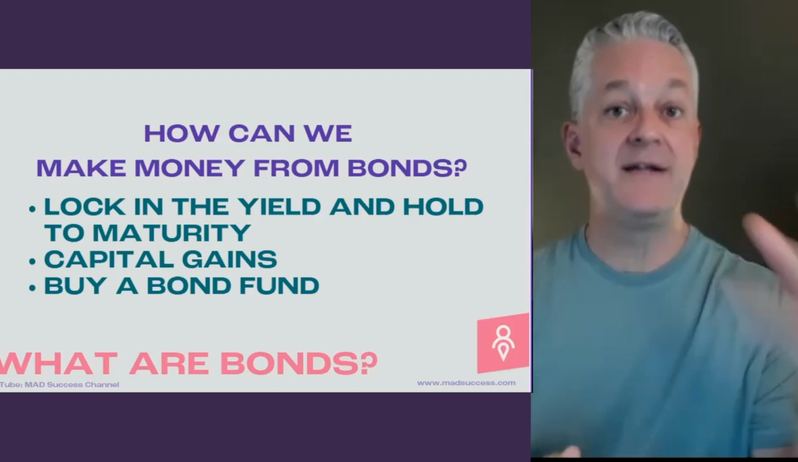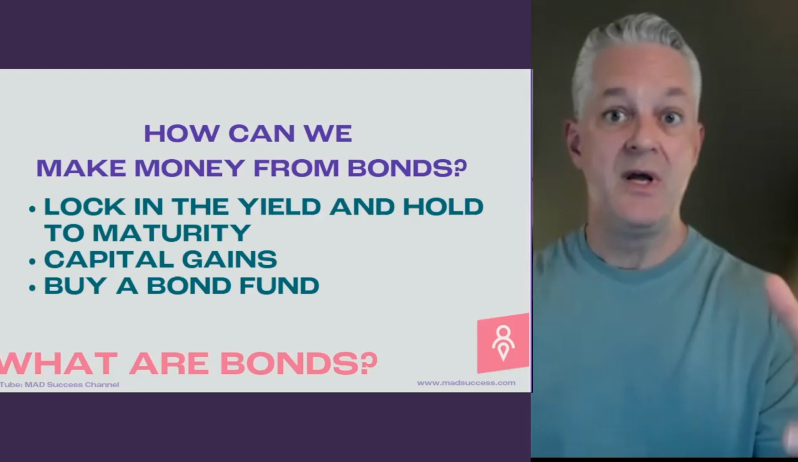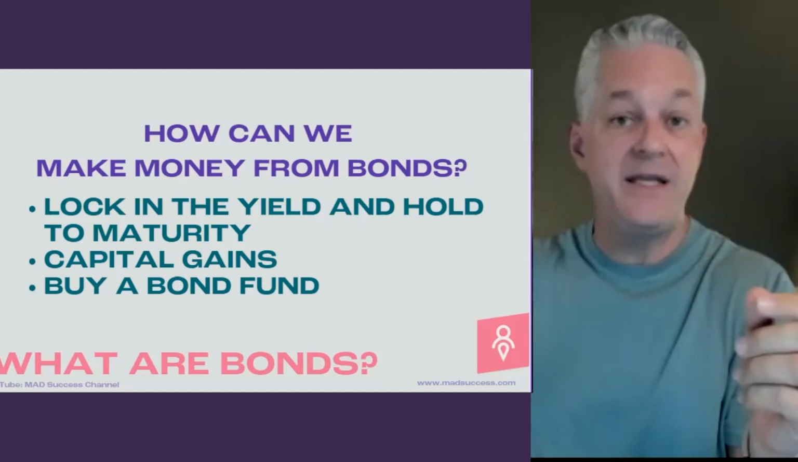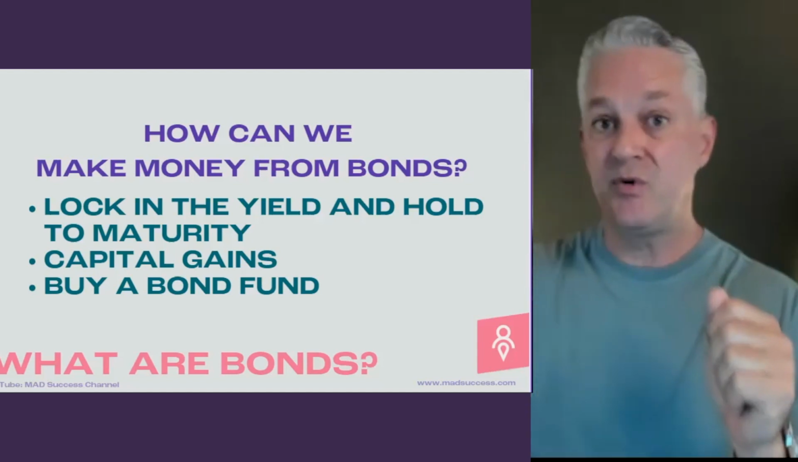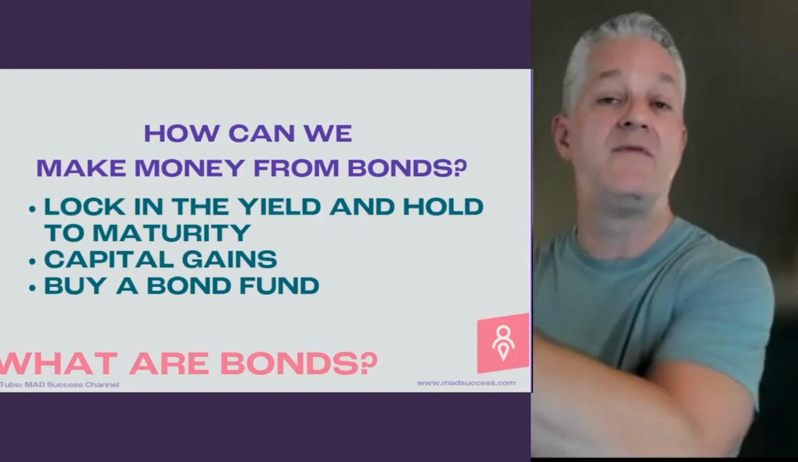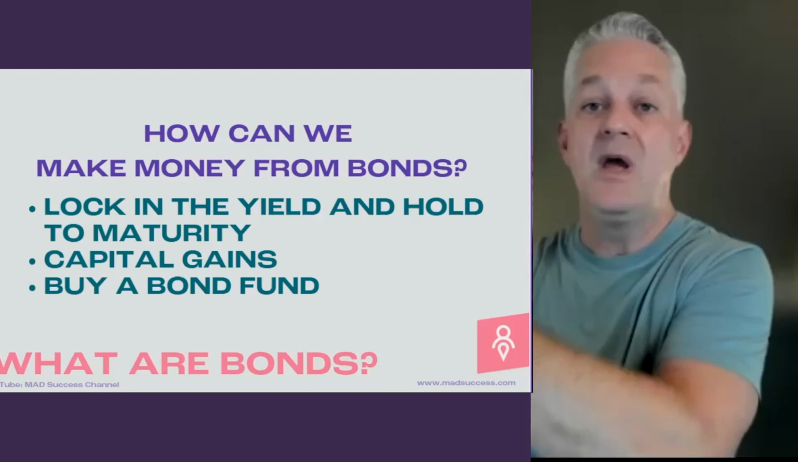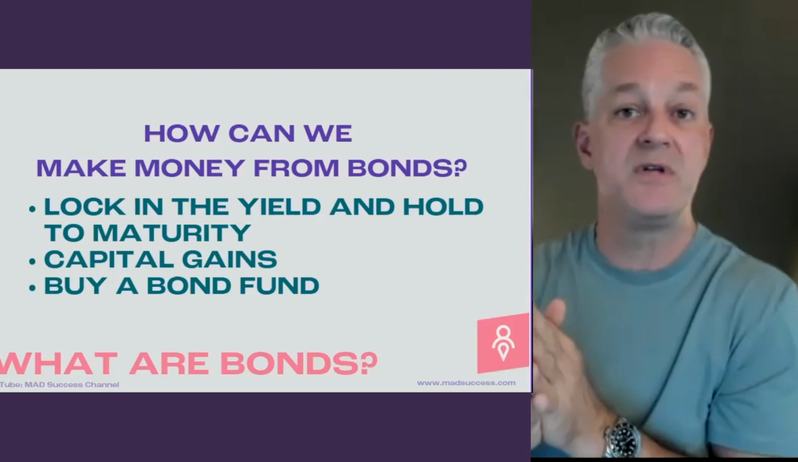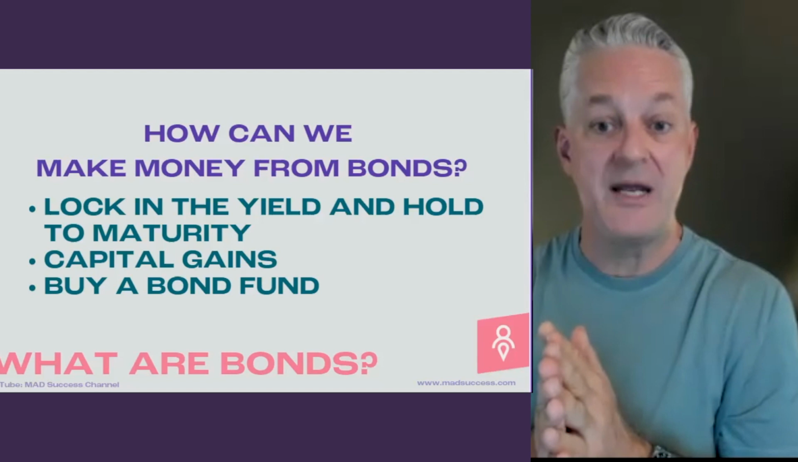So how can we make money from bonds? Well, you can lock in the yield and hold to maturity. If you lock in the yield and hold to maturity, you will get that yield. So if the yield on the bond for 3 years is 5%, well, you're going to lock in 5% for 3 years. Just don't sell the bond, and you'll get your money back at the end of 3 years, and you'll get your interest payments over the course of that time, and you'll make your money.